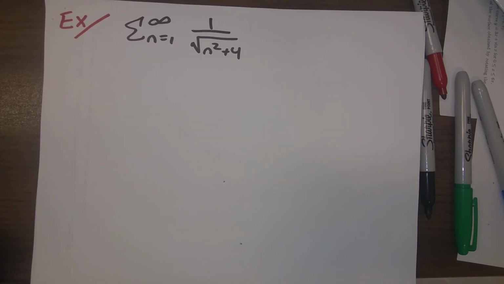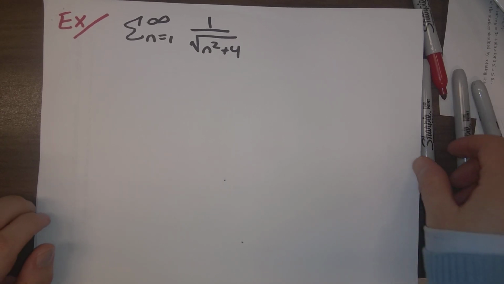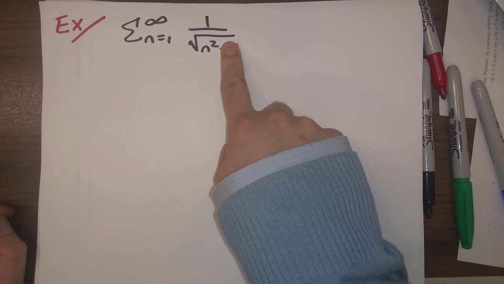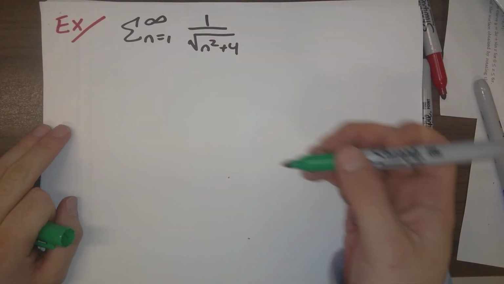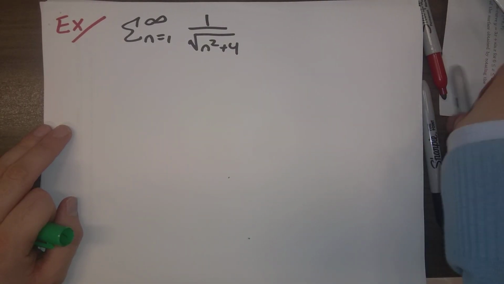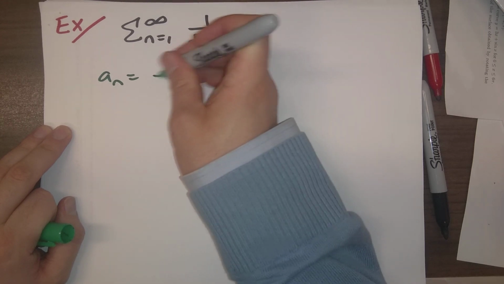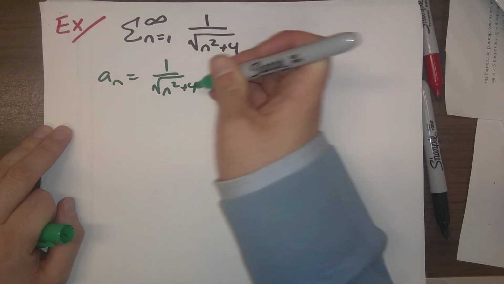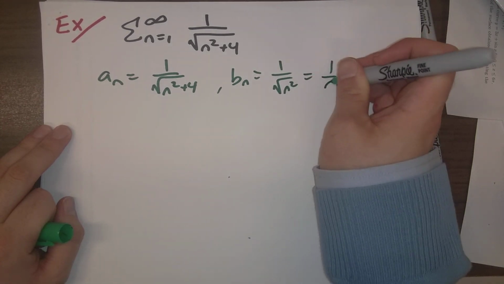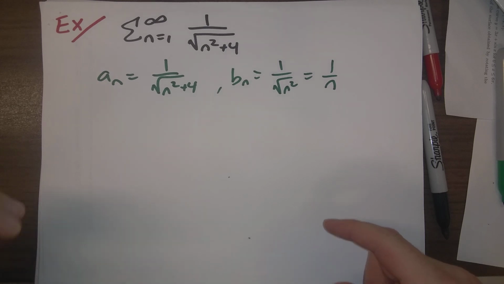One last case here. How about this one? The sum from n from 1 to infinity of 1 over the square root of n squared plus 4. And so if we ignore this plus 4, we've got like a square root of n squared there. So the square root of n squared is n. So we're going to take a_n to be the original, 1 over the square root of n squared plus 4. And b_n is going to be 1 over the square root of n squared, which is 1 over n. Everything here is positive, so we can do that.